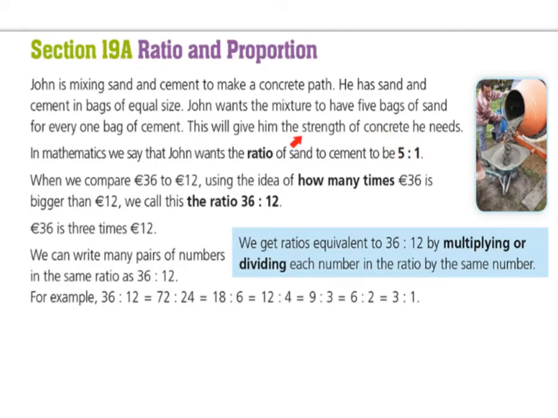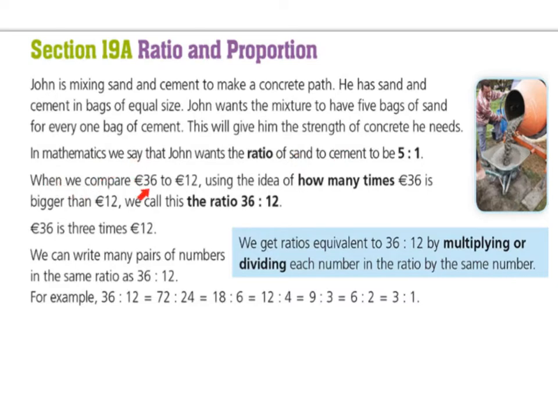So the first word is sand, and the first number is 5, so that's 5 parts of sand. And the second word is cement, and the second number is 1, so that's 1 part of cement. So 5 parts of sand for every 1 part of cement, or 5 bags of sand for every 1 bag of cement.